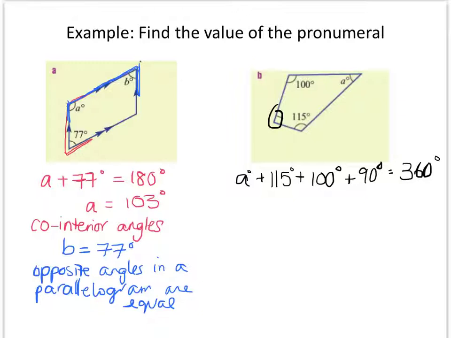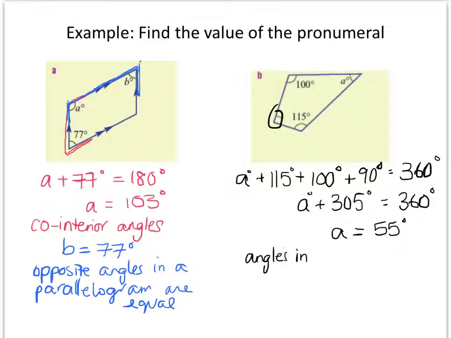So I'll add up the ones that I know. 115 plus 100 plus 90 gives me 305. So A plus 305 degrees has to equal 360. To work out A, I would subtract 305 from 360, which gives me 55 degrees. And again, the reason I knew how to work that out is because I know angles in a quadrilateral sum to 360 degrees. Okay, so that's the end of our video on quadrilaterals. You can complete your summary for this video and your question for class tomorrow.